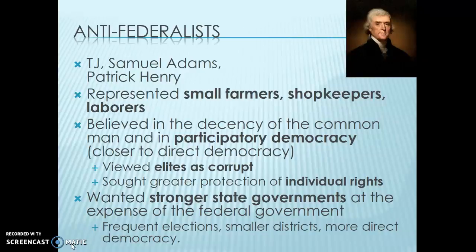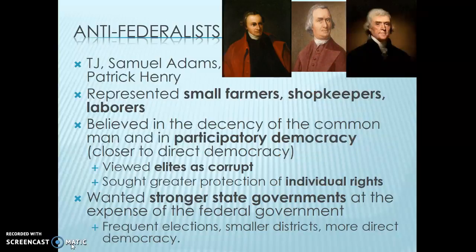They believed in the decency of the common man and in participatory democracy. So their view of what our government should be was closer to what the Athenians had under direct democracy. They viewed elites as inherently corrupt, hated Alexander Hamilton. They sought greater protection of individual rights, which is again why they wanted a Bill of Rights. And they wanted stronger state governments at the expense of the federal government. Frequent elections, small districts, more direct democracy were their MOs. And there's Samuel Adams and Patrick Henry.